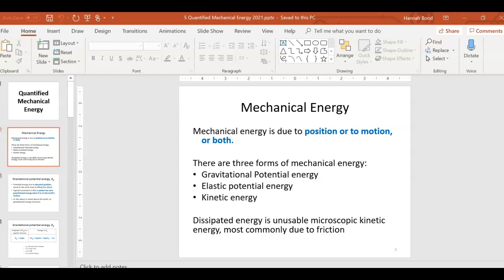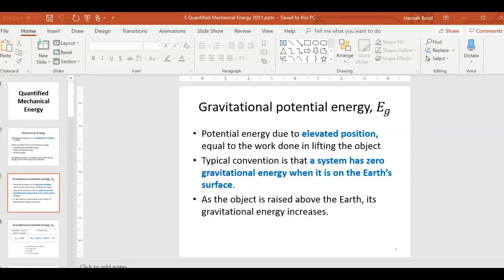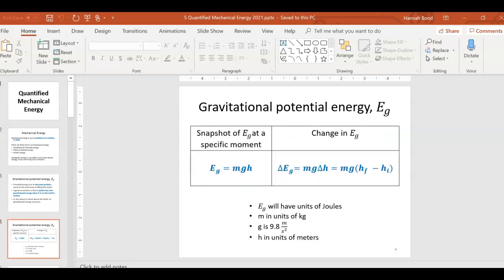We will also talk about dissipated energy, which is unusable, unrecoverable, microscopic kinetic energy, most commonly due to friction. Okay, so e.g., gravitational potential energy. This is energy that a system has because the object is elevated. It's above the Earth. The typical convention is that a system has zero gravitational potential energy when it is on the Earth's surface. And as the object gets raised higher above the Earth, the gravitational potential energy increases.